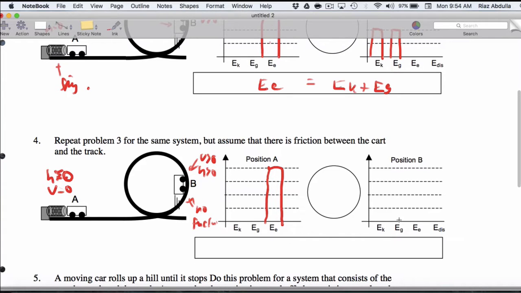kinetic, gravity, and dissipated energy. So we have the same height as we did in number 3, so I'll give us the same gravity energy. Now we have some dissipated energy, which I'll draw here. And we have some kinetic energy here. So this is going to tell us that the elastic energy gets converted into kinetic plus gravity plus dissipated.